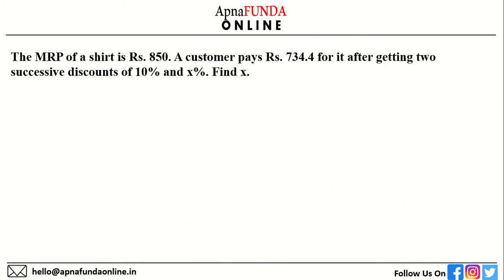Next question. The MRP of a shirt is rupees 850. A customer pays rupees 734.4 for it after getting two successive discounts of 10% and x%. Find x. So in this question, we need to calculate the second discount which the customer got for the shirt. So we know that the MRP of the shirt is 850 and the customer pays 734.4. So mark price is 850 and selling price is 734.4. Correct?